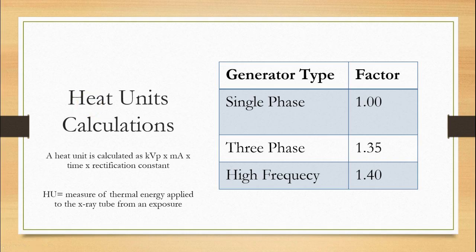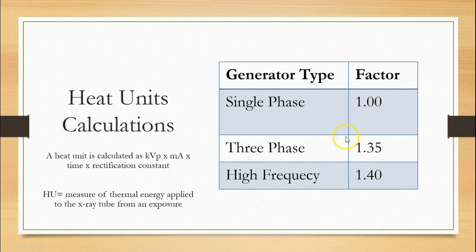All right, so to calculate heat units. A heat unit is calculated by kVp times MA times time, or you can do MAS, and rectification. So a heat unit is a measure of thermal energy applied to the X-ray tube from an exposure. So you have single phase, 3-phase, high frequency. Now high frequency I have seen at 1.45. So don't be thrown. I will give you the numbers I want you to use to calculate.